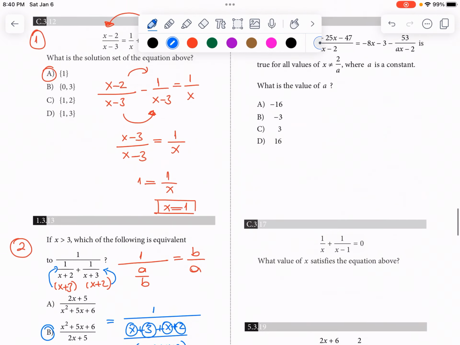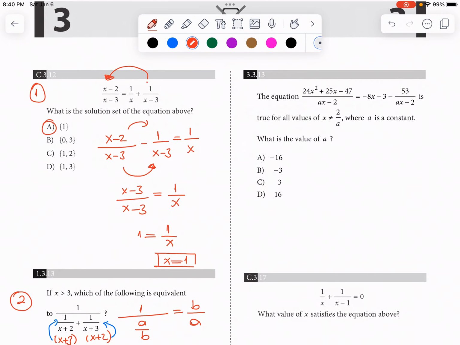Okay, next question, question 3. Now, in this question, we have an equation which is (24x² + 25x - 47)/(ax - 2), and it is equal to (-8x - 3) - 53/(ax - 2). It is true for all values of x not equal to 2/a, where a is a constant. What is the value of a?